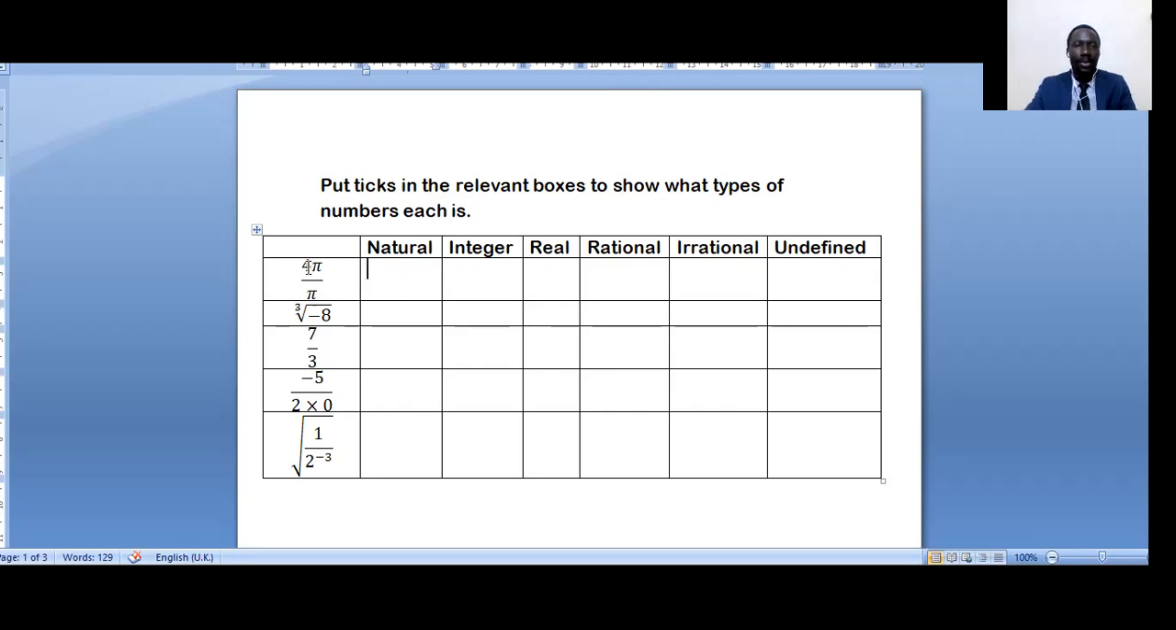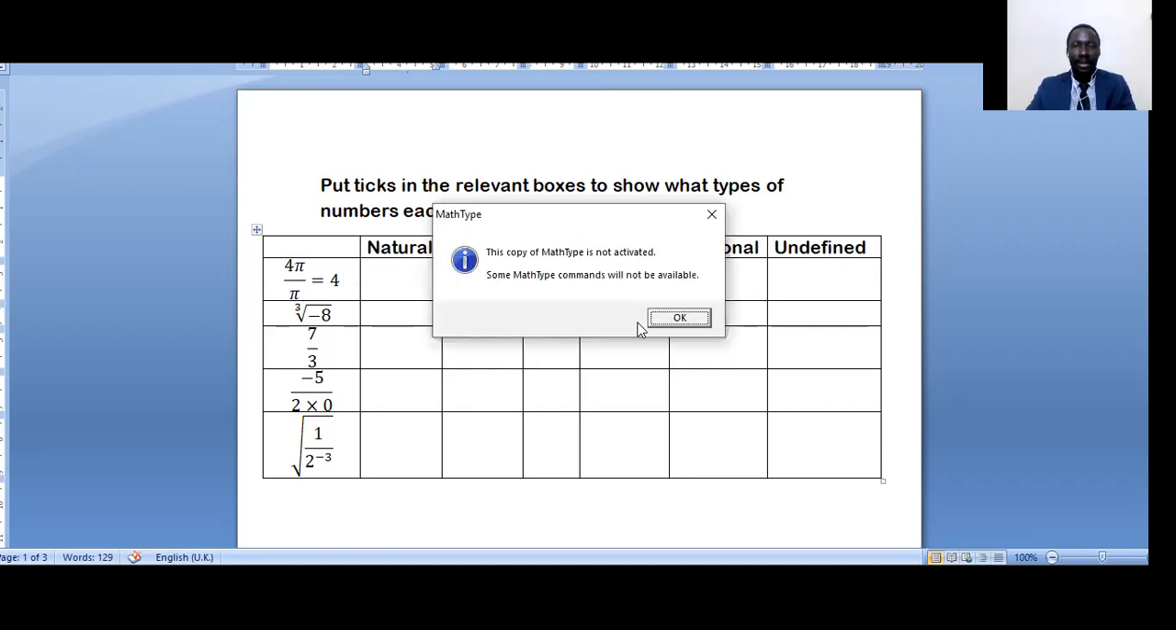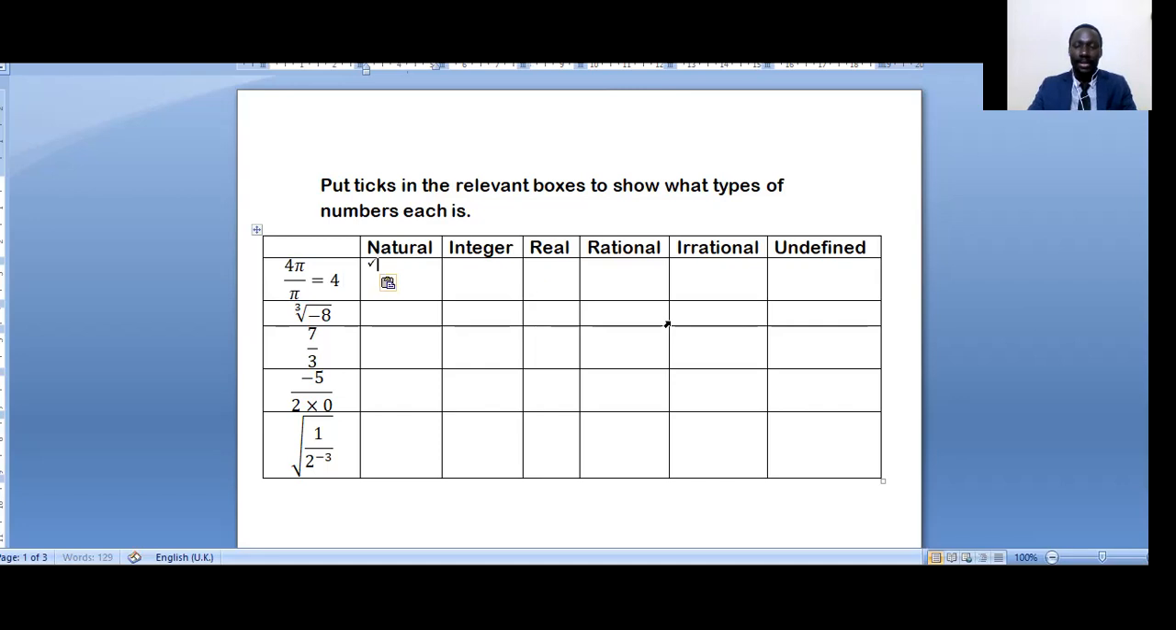Now, is 4 pi divided by pi a natural number? Well, 4 pi divided by pi can be simplified, okay? Because the pi in the numerator will divide the pi in the denominator, and we can simply get 4. And so can we use 4 for counting? Can we say I've got 4 pairs of shoes? Can you say we have got 4 sweets? Can you say I've got 4 of this or 4 of that? Yes, we can. And because of that, we can put a tick right in here. So this is the tick that we have put there.